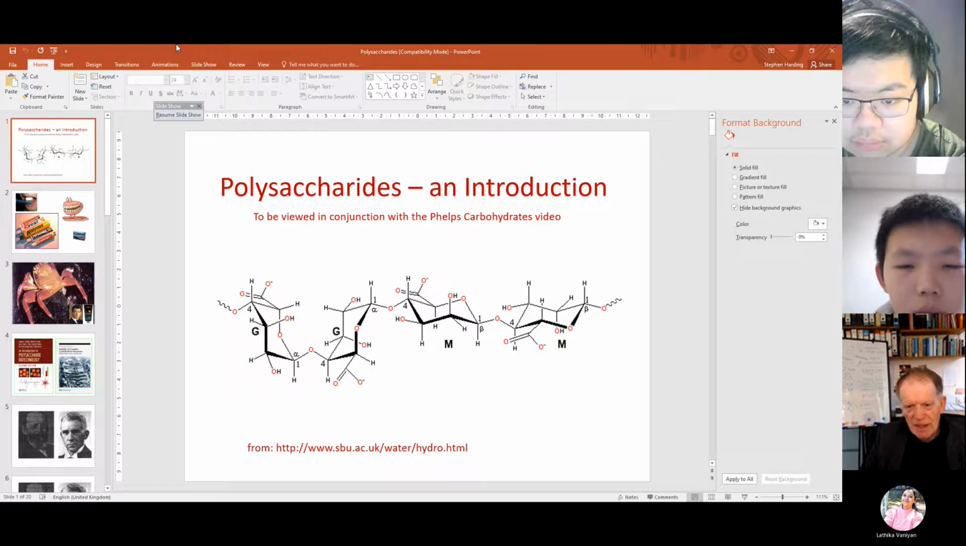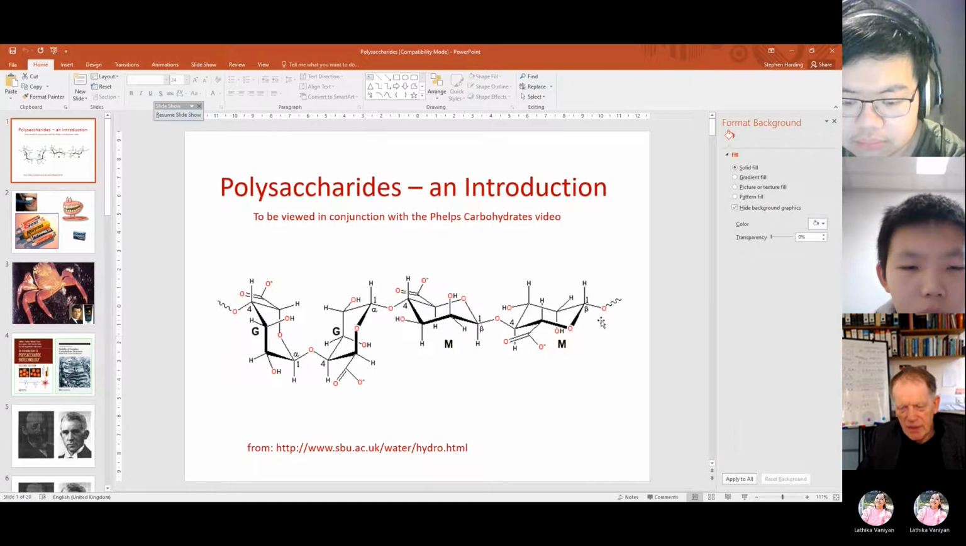interesting polymeric molecules, which can be highly charged, so negative charges here. And instead of a peptide bond in proteins, we've got what are called glycosidic bonds between the carbohydrate monomer residues.